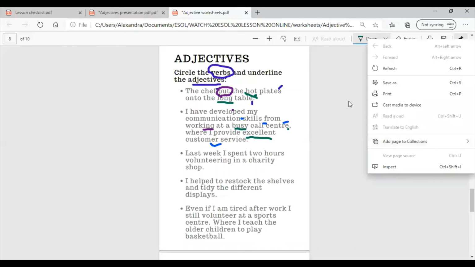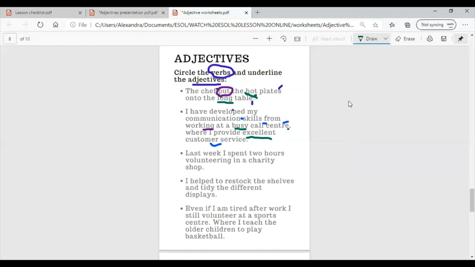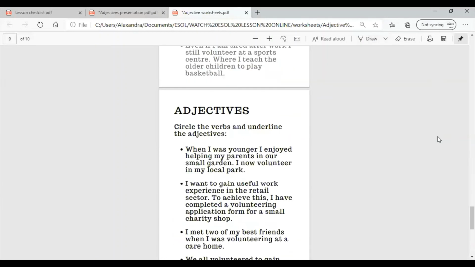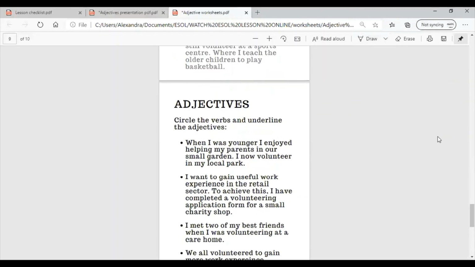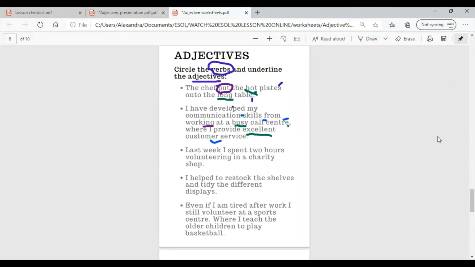So you can see how quite simple these sentences can be once you take the time. Just remember to look for the nouns first, then the verb, and then underline the adjective. And you can make your way through these sentences. I think, yes, there were 9 sentences to go through.